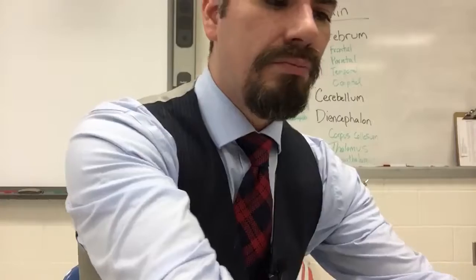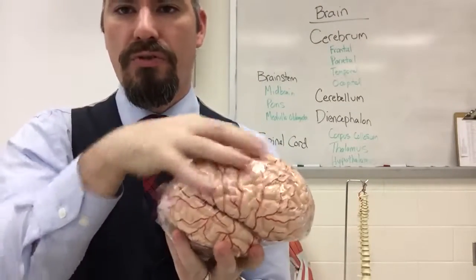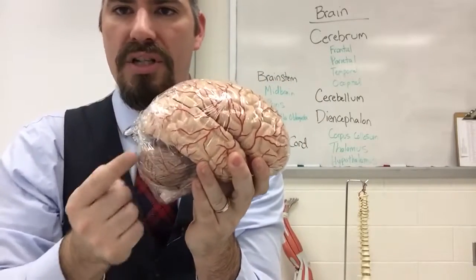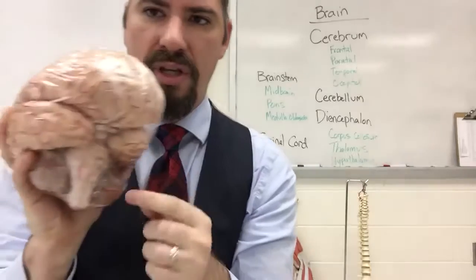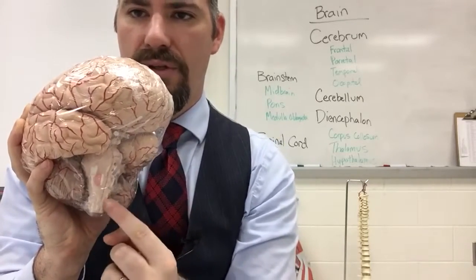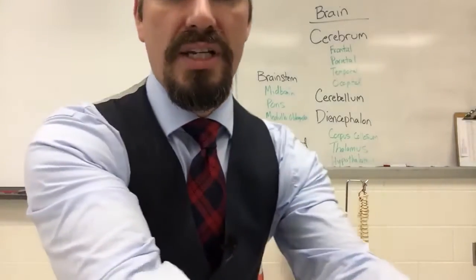So as a review, we have our cerebrum with its four lobes on each hemisphere. We have our cerebellum, and then we go into our brainstem down into our spinal cord, and on the inside we have our diencephalon.